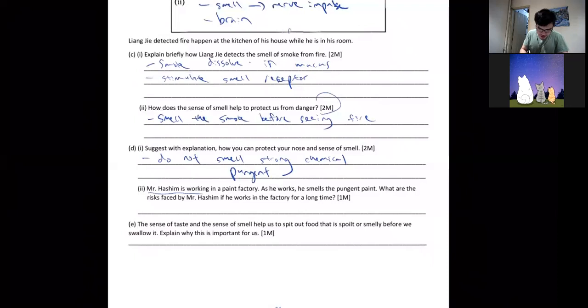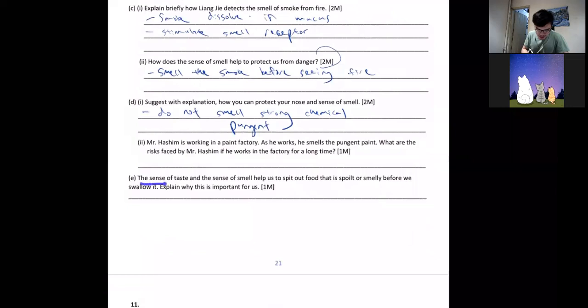So number two, Mr. Hashim is working in a paint factory. As he works, he smells the pungent paint. There I said already. What are the risks faced by Mr. Hashim? He might damage the smell receptor. Oh no, they are the weirdos, not us. We are definitely fine. So he might damage smell receptor.